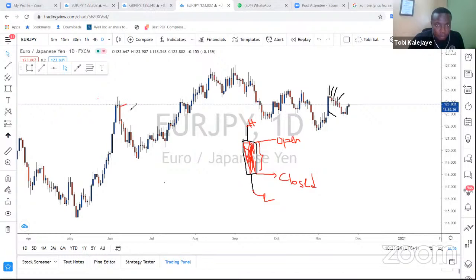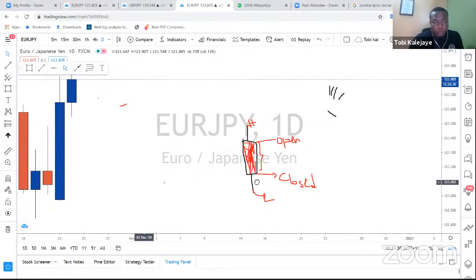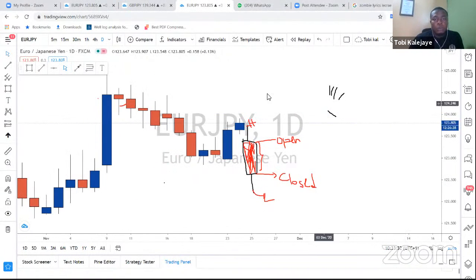For example, let me zoom in a little on this one. Using this particular bearish candle, this is the highest point price got to. This is the lowest point price got to. This is where price closed. This is where price opened. And this is the body of the candle.